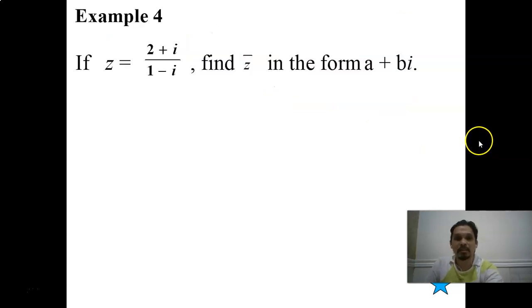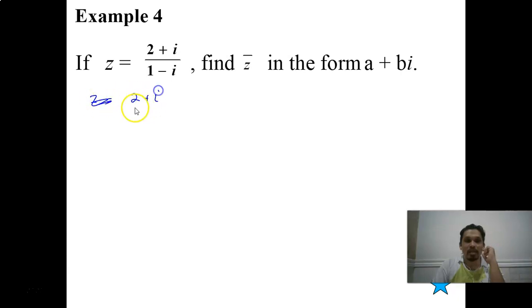Okay, next. Now if z equal to this one here, find z bar in the form of a plus bi. Before we can find the value of z bar here, we need to simplify this first. Simplify this means z, which is 2 plus i divided by 1 minus i. The denominator is in the complex number form, real part and imaginary part. So we're going to multiply this with 1 plus i divided by 1 plus i.